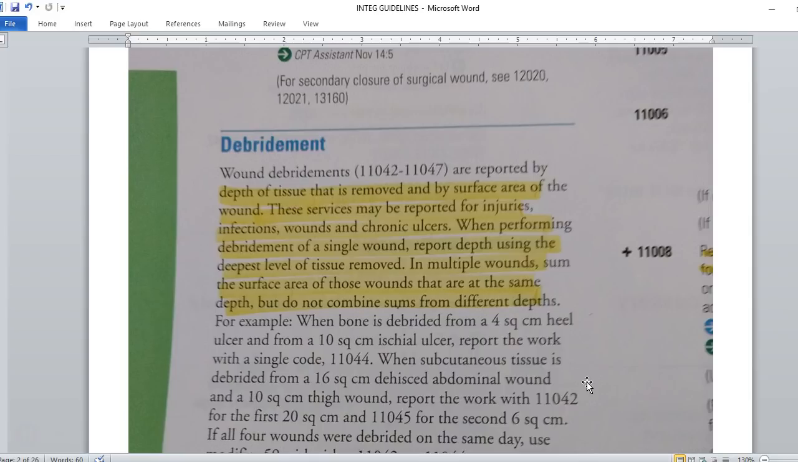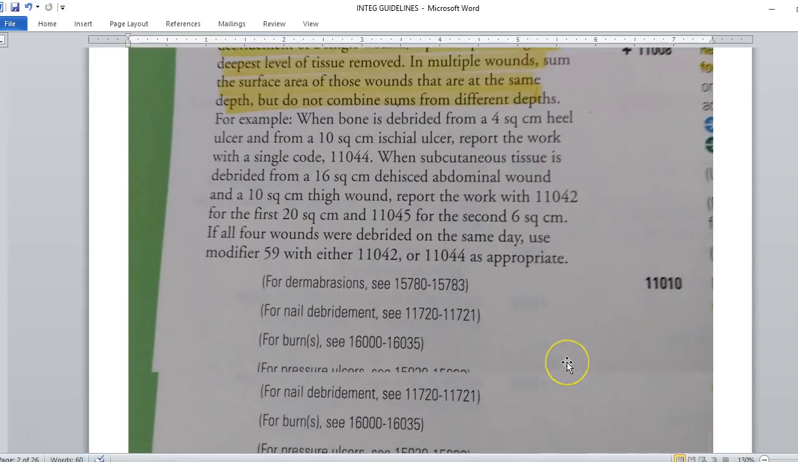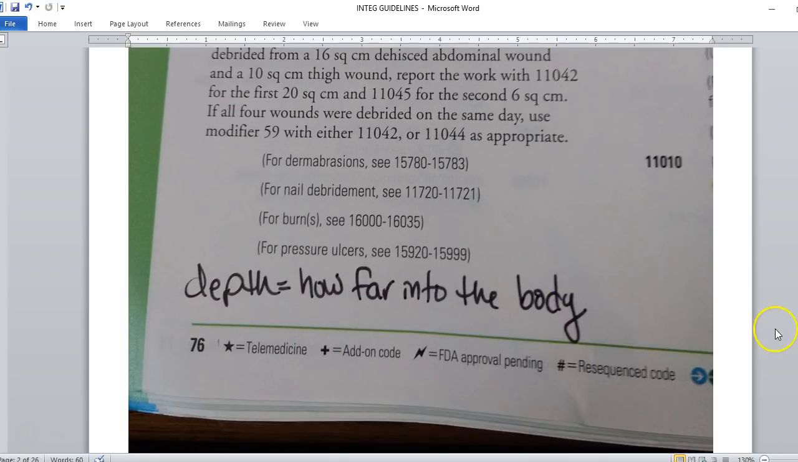Now, one of the things that happens in integumentary surgery is we have a lot of math that happens in small parts. So this is why we always go back to our guidelines to tell us what to do. If it's a single wound, we report the deepest level of tissue removed. In multiple wounds, we can sum up the surface area for wounds that are of the same depth, but do not combine sums from different depths. So if we have two wounds that both go into the dermis, we can add them. But if we have a wound that goes into the dermis and another into the subcutaneous tissue, those will have to be coded separately. And remember, the depth is how far into the body we are actually going.